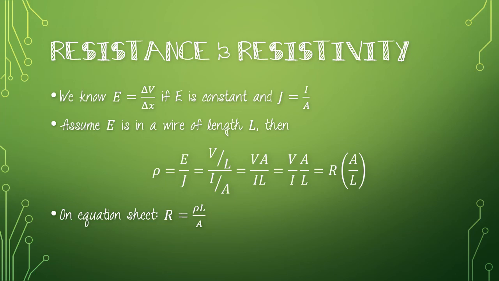However, in your learning objectives, it mentions that you need to be able to derive this equation. So understanding this process of how we got from our definition of resistivity to a relationship between resistance and resistivity is important. And it's something that we'll come back to as we solve some problems in class.